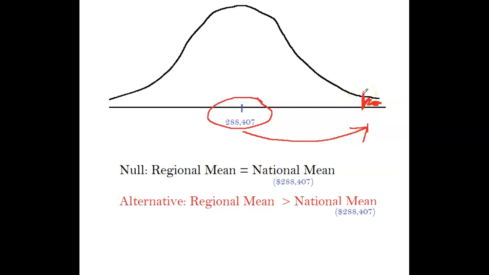It's a very low p-value. We assume our null is wrong, and we're going to accept the alternative as true, that our regional mean is greater than that known value for the national mean.